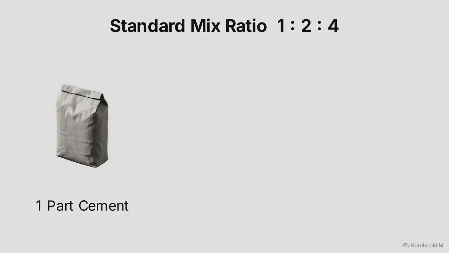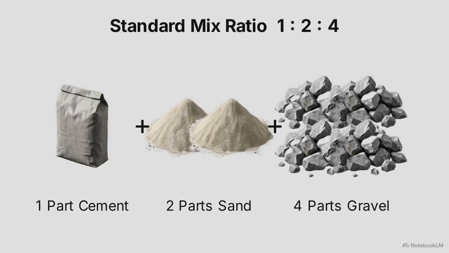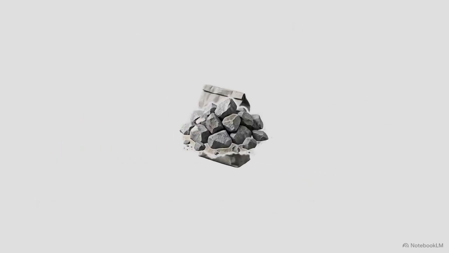This volumetric diagram illustrates the ratio, showing the significant amount of heavy gravel required compared to the minimal amount of cement binder merging into a single unit.